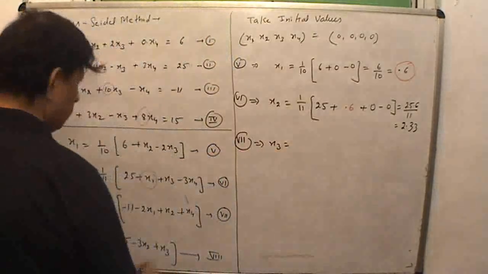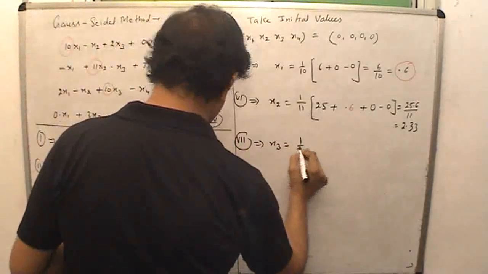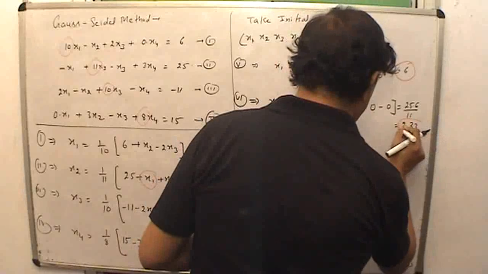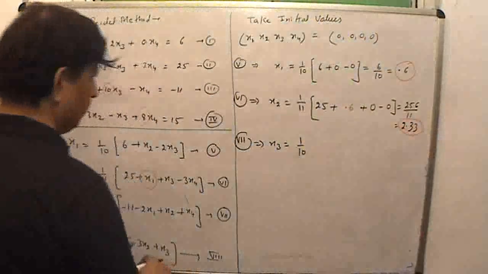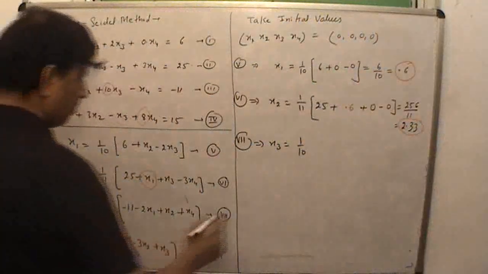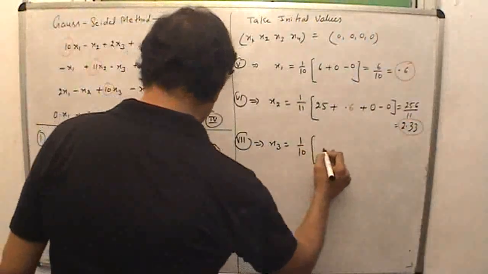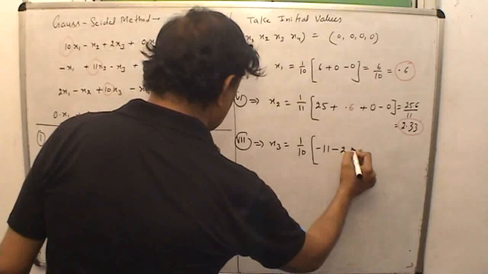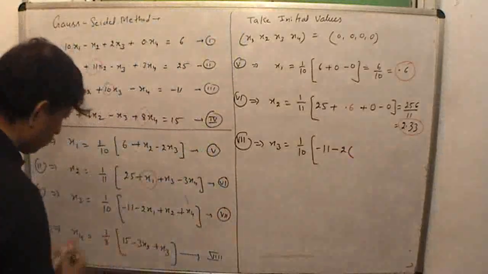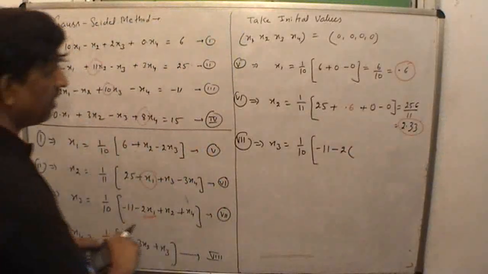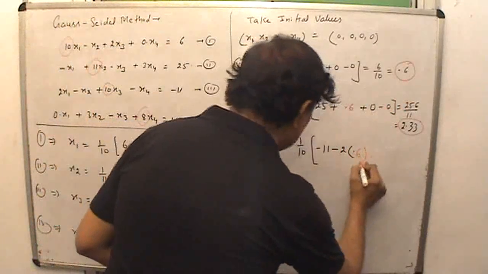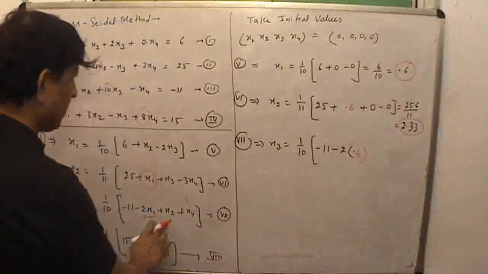Then from equation number 7 we get x3. x3 is equal to 1 by 10. So see, it is the new value of x2. So x3 is equal to 1 by 10 into bracket minus 11 minus 2 times x1. Here we use the new value of x1, that is 0.6, plus x2.